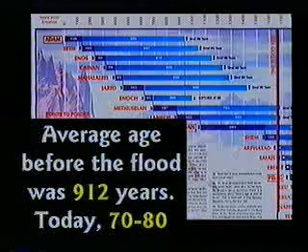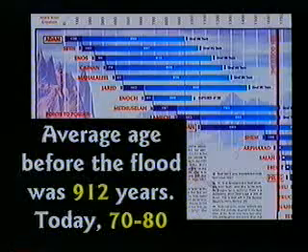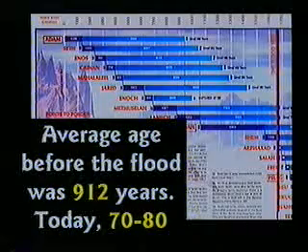That's a long time. It's also one of the quiz questions. What was the average? It'll actually end up on the final exam. What was the average lifespan before the flood? These are just, of course, from the dates we have recorded in the Bible.